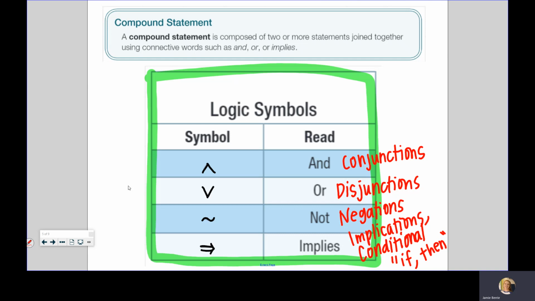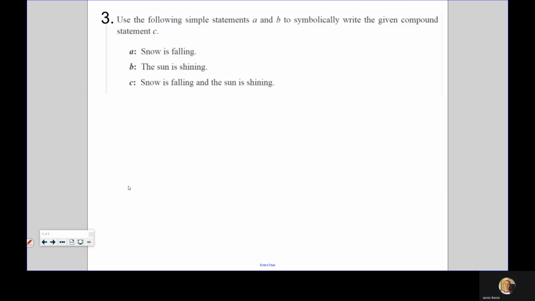Really, this is just preparing us for the next section, which is about truth tables. So this is just giving us practice using these symbols before we go on to a more complicated topic, which is truth tables.